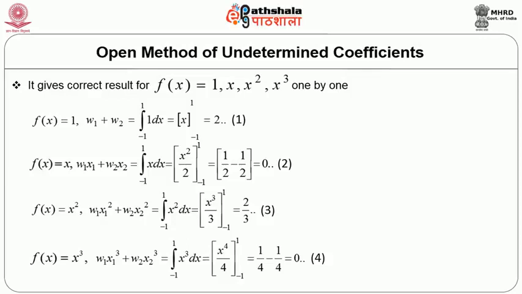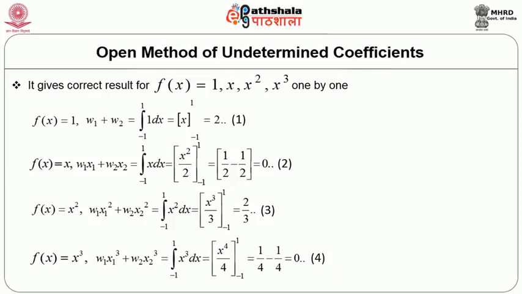The right side is W1 into f at x1, which is x1, plus W2 into f at the point x2, which is x2. So, we get W1 x1 plus W2 x2 is 0. This is the second equation. Thirdly, we put f(x) equal to x square. The right side becomes W1 x1 square plus W2 x2 square. The integral of x square is x cube by 3. So, with limits minus 1 to 1, the value becomes 1 by 3 minus minus 1 by 3, giving 2 by 3.